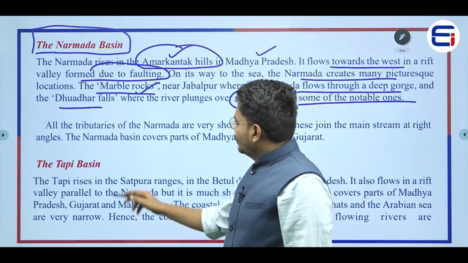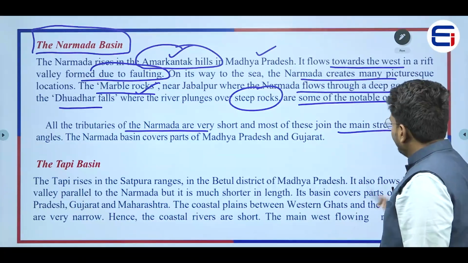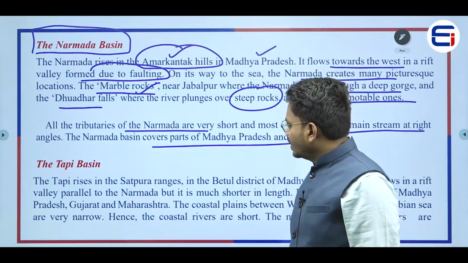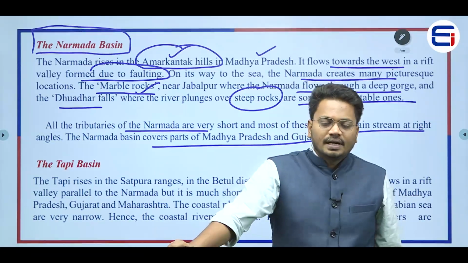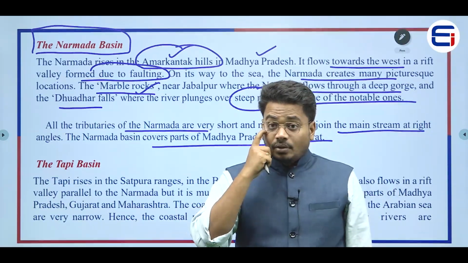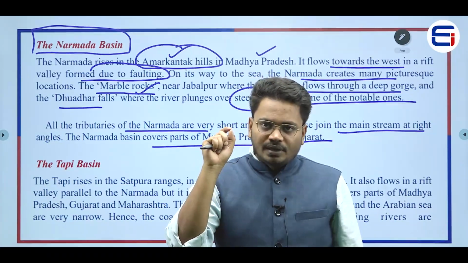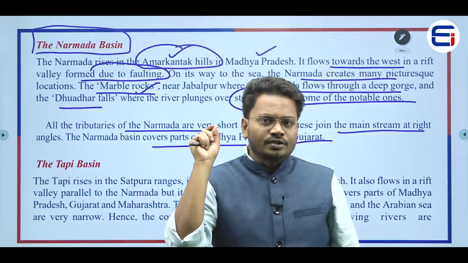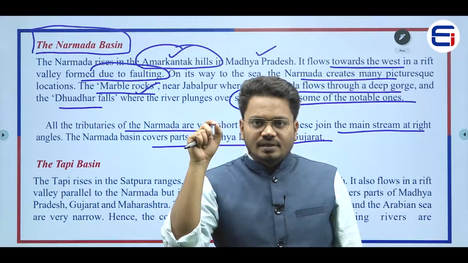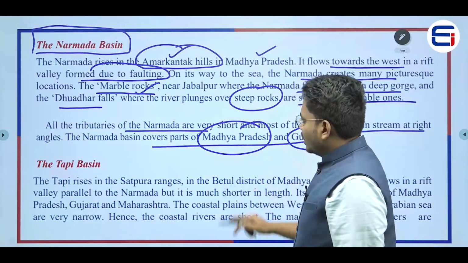Now, all the tributaries of Narmada are very short, and most of these join the main stream at right angles, and the Narmada Basin covers part of Madhya Pradesh and Gujarat. What does it mean? It means that this river has a lot of tributaries, and the tributaries are very, very small, right, and this Narmada Basin can be observed in two states. One is Madhya Pradesh, the second one is Gujarat.